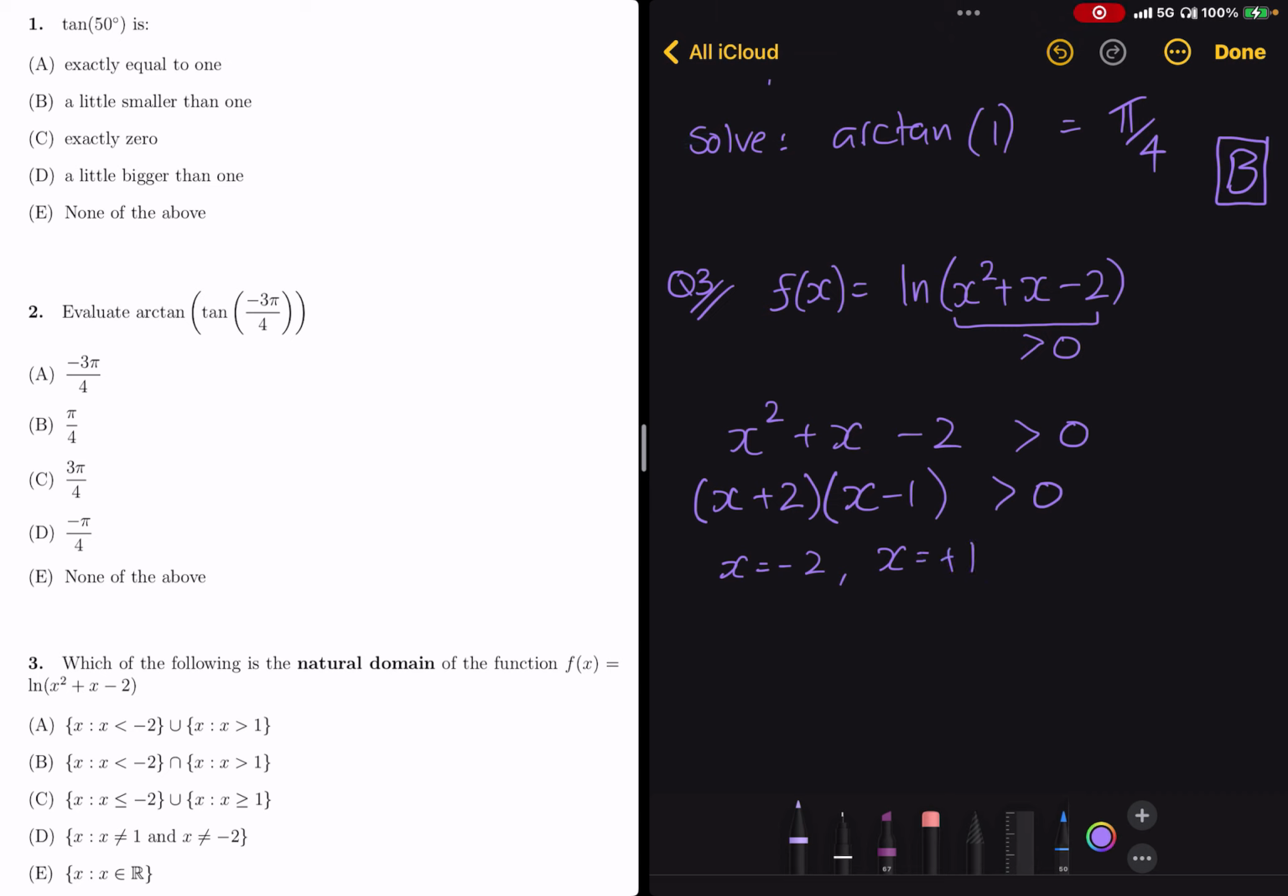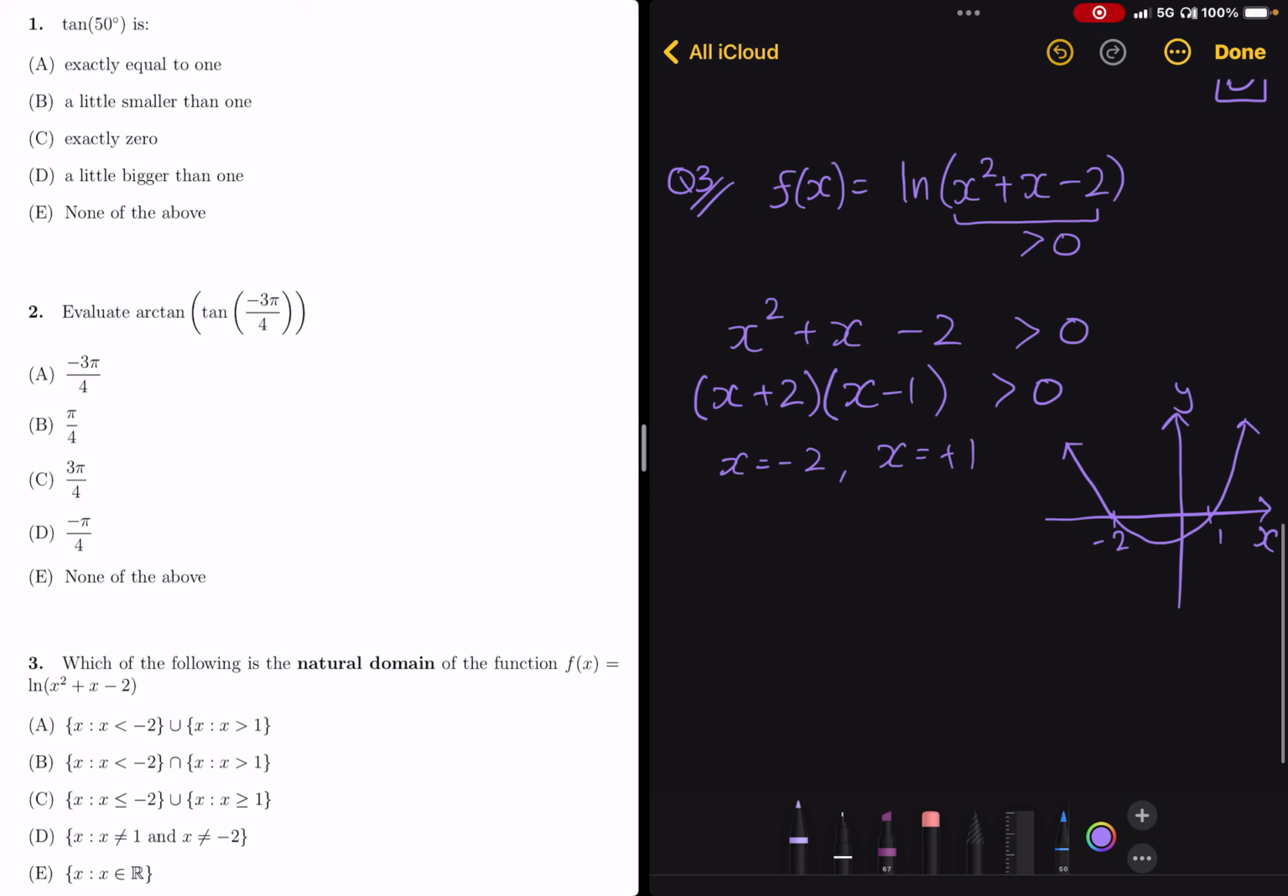So what that means graphically is we have a parabola that passes through minus 2 and plus 1 and looks like this. This is the parabola inside the logarithm. The logarithm is only defined for these tail ends because we need the thing inside the logarithm to be positive. For the values between minus 2 and 1, the parabola becomes negative, and so we can't actually have those. They're not viable solutions in this case.